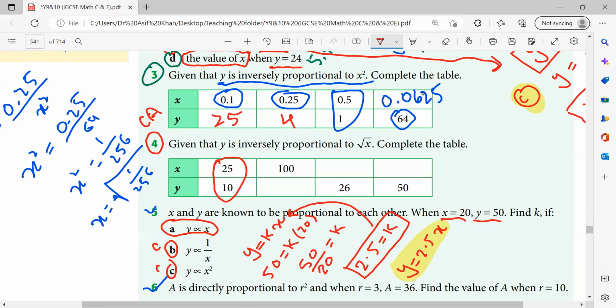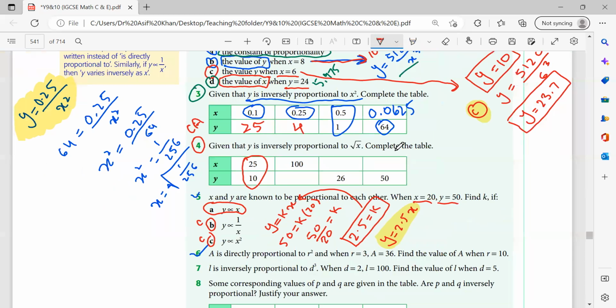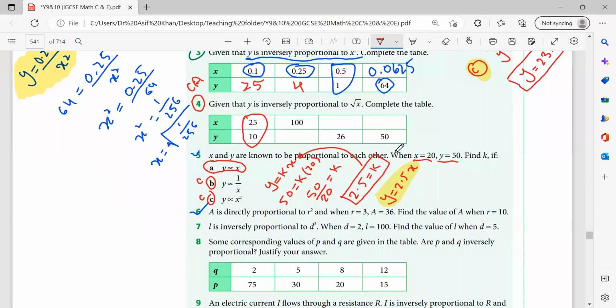Okay. These two you have to solve as the class activity. Quickly, I am going towards another direct proportion question. In question number 6, A is directly proportional to R square. Like this we will write: A is directly proportional to R square.